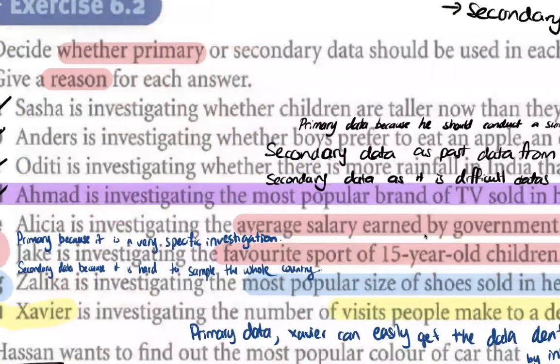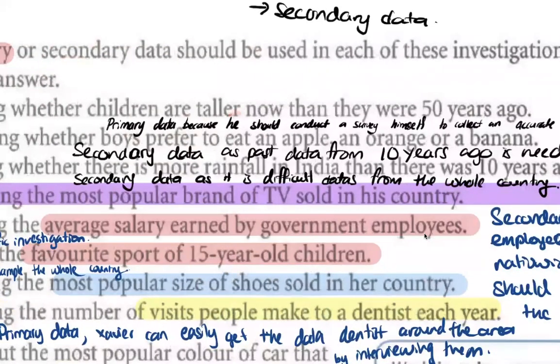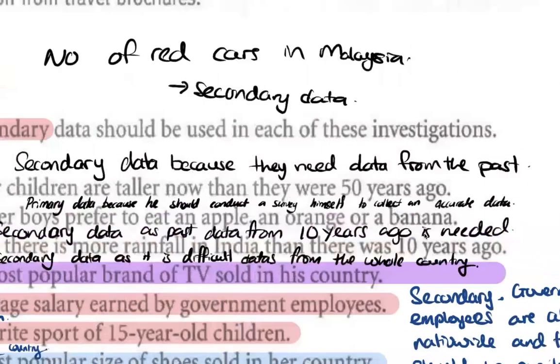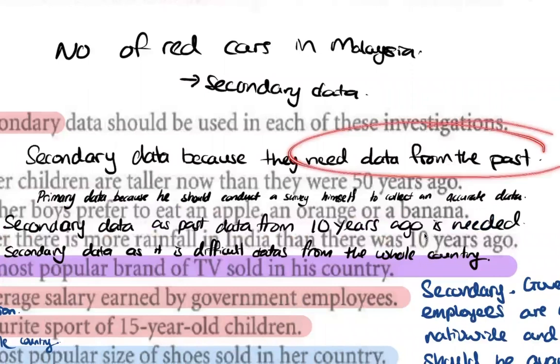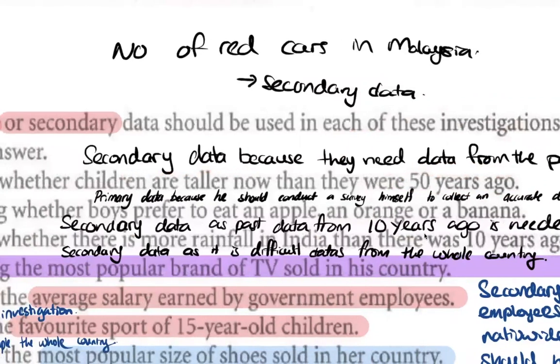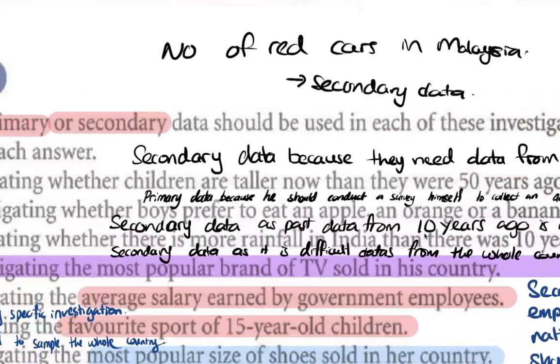It says Sasha is investigating whether children are taller now than they were 50 years ago. Okay, so you can actually use secondary data because you need data from the past. It's quite impossible to actually ask a lot of people how tall were you, or how tall were people back then 50 years ago. So it's best that you use secondary data, normally in a census, you can get it online to see how tall people are, or population studies done by other people. Normally, some companies do that, or even the government does that.